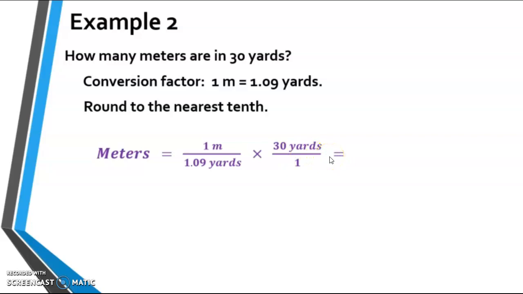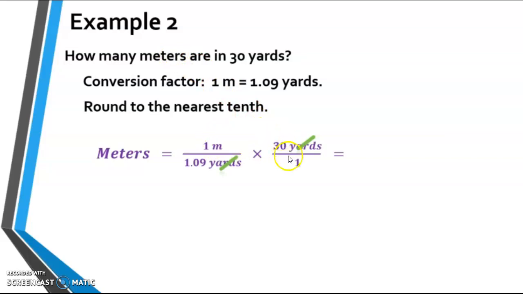Oh, we need to check our units. We said the yards on the bottom and yards at the top get to cancel. So the only unit you're left with here is the meters. And that's what we were asked for, right? How many meters are in 30 yards? All right, so now we can do our math.